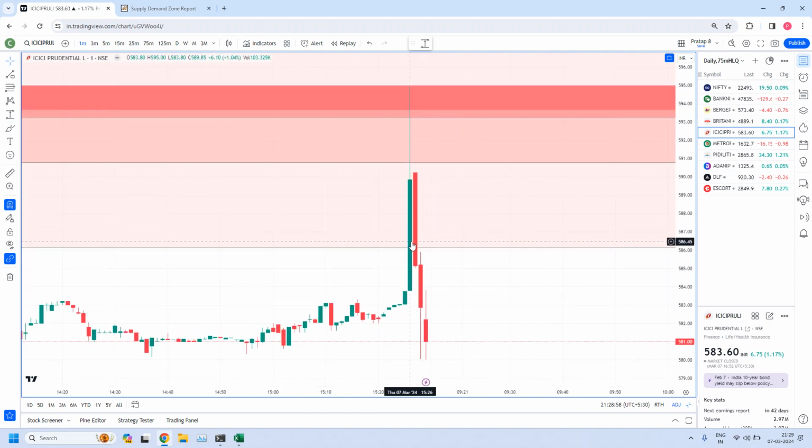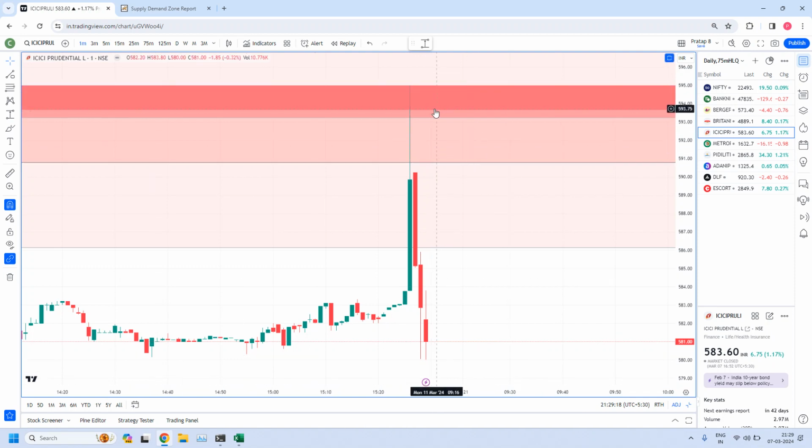Because in the last 5 minutes, nobody will dare. It's not even the last 5 minutes, last 4 minutes. Nobody will dare to trade during the intraday. Imagine if you would have traded, how much money you would have got from 595.